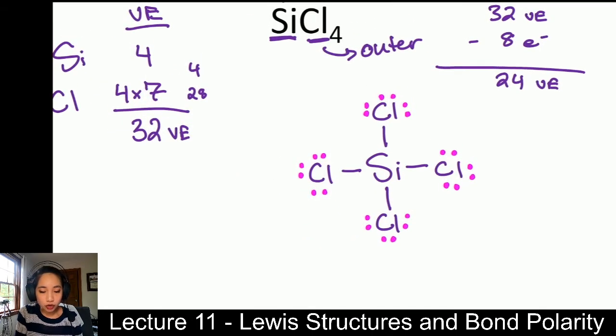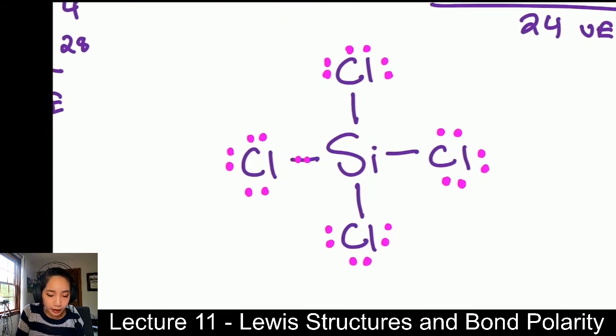And I mean, you can check your work here. Remember, we had to place 32 electrons down. So if you double check and recount all of the electrons, and remember that 2 electrons reside within each of those bonds, we have placed 32 electrons. So we used up all those valence electrons that we needed to, and we see that all the chlorine atoms have a fulfilled octet.